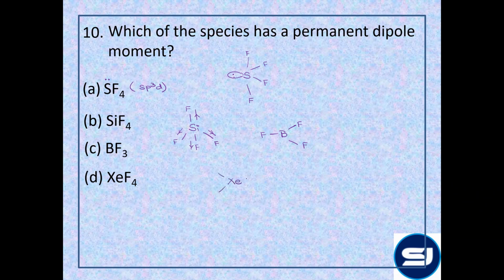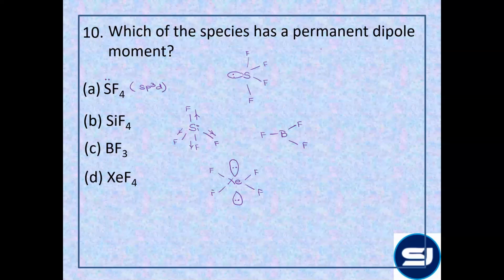XeF4 has a square planar arrangement. So within the plane, all the XeF bonds will cancel off and there will be 2 lone pairs above and below the xenon. So sp3d2 but square planar. So in these three molecules the dipoles are cancelling off, in SF4 they will not. That is why SF4 will have a permanent dipole moment.